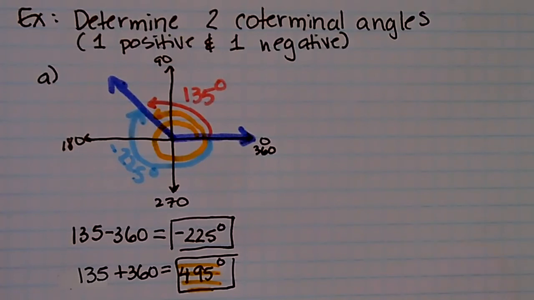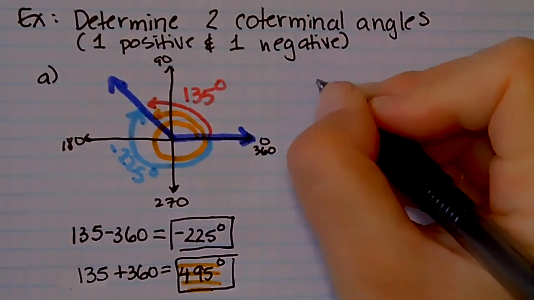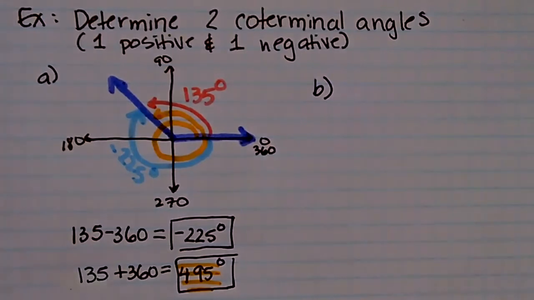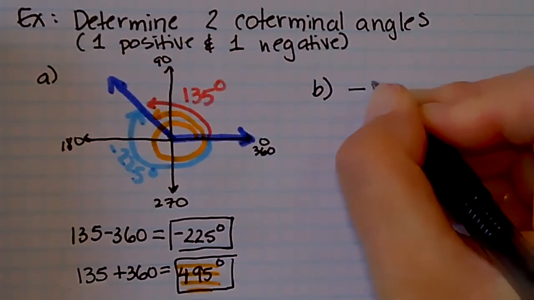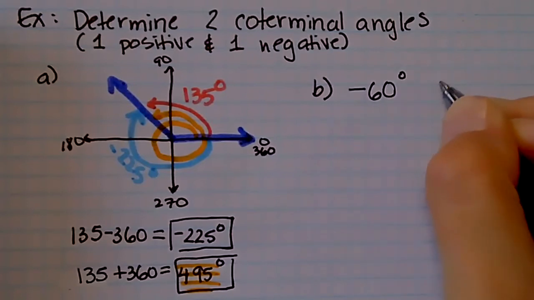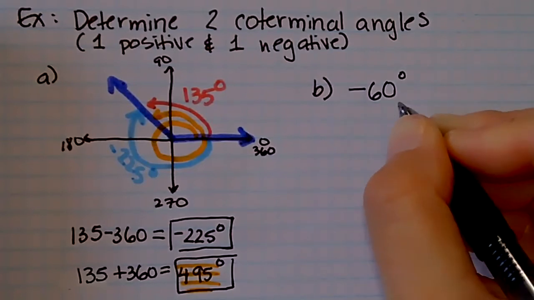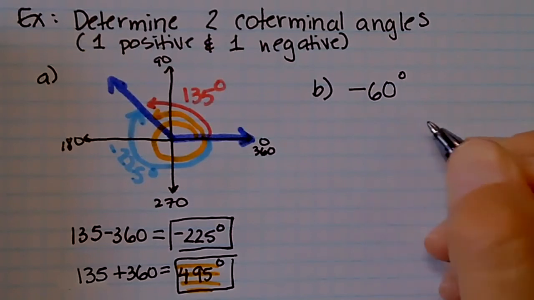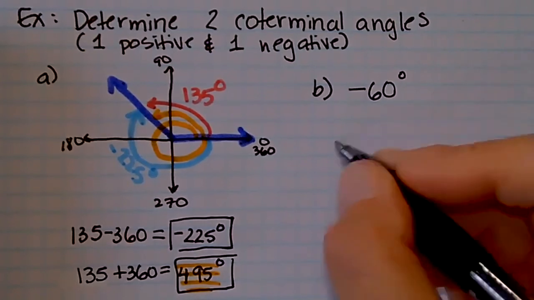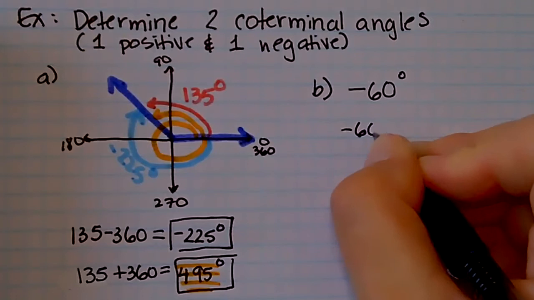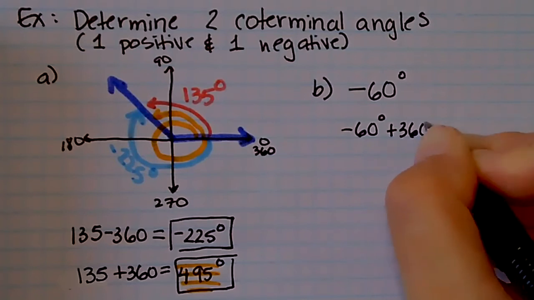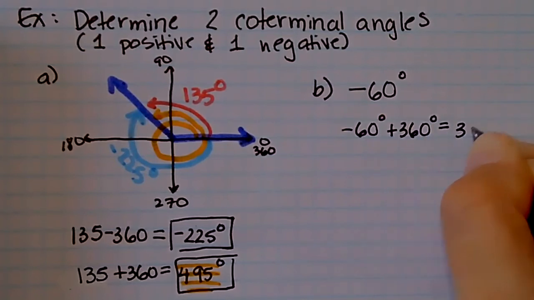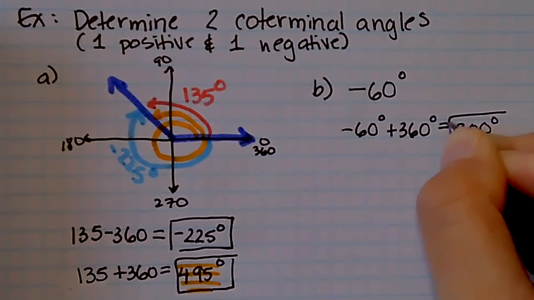Okay, so now let's say I gave us one that wasn't drawn in a picture. So let's say it was negative 60 degrees, okay? And I want my positive coterminal and a negative coterminal. So again, I'm going to take my negative 60 degrees, and if I add 360 degrees, that's going to give me 300 degrees. That would be positive.